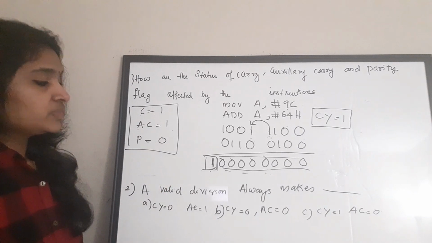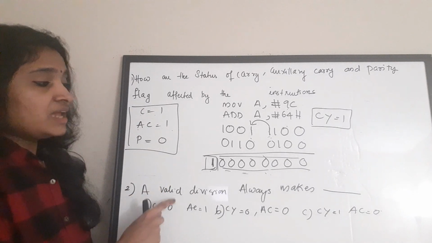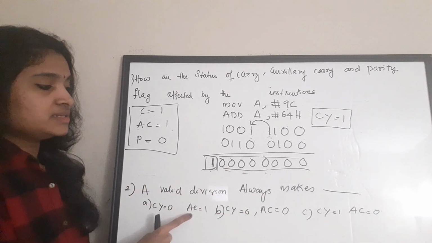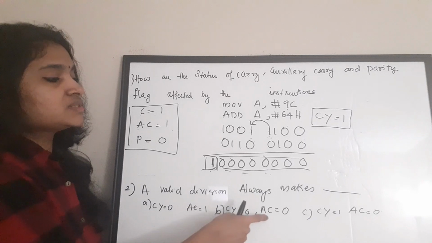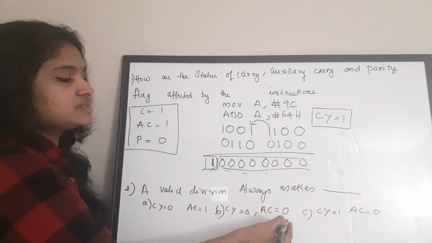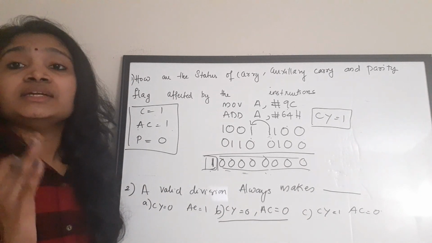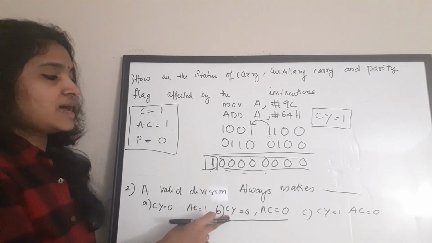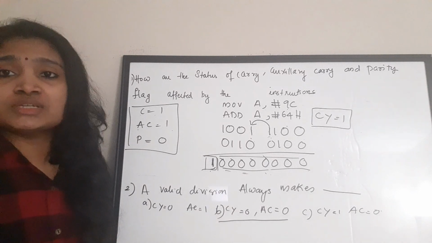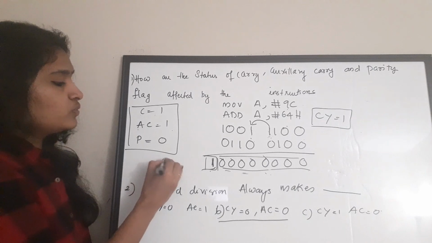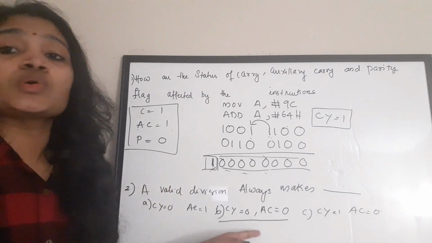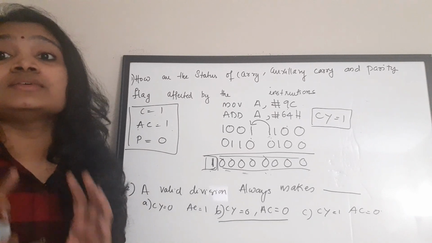Now moving on to the next question. A valid division always makes dash. A, carry 0, auxiliary carry 1. B, carry 0, auxiliary carry 0. C, carry 1, auxiliary carry 0. The correct answer is B. A valid division always makes carry 0 and auxiliary carry 0. So whenever a valid division is happening, consider that 4 by 2 or a valid division is happening, carry and auxiliary carry are always made 0.